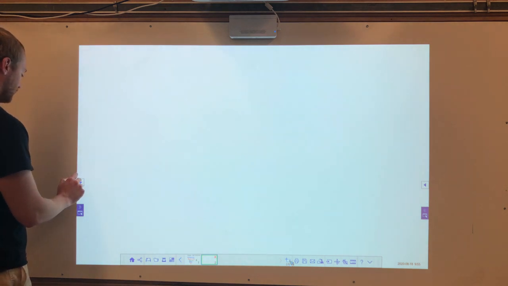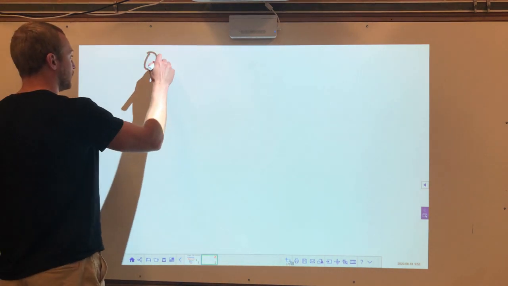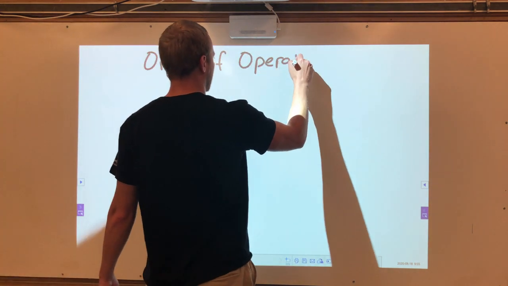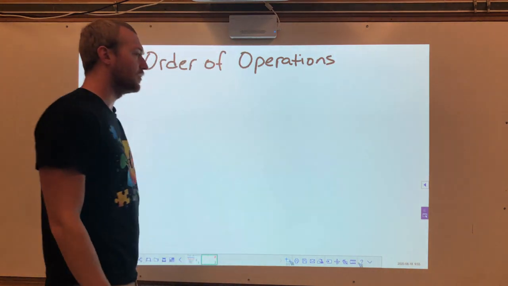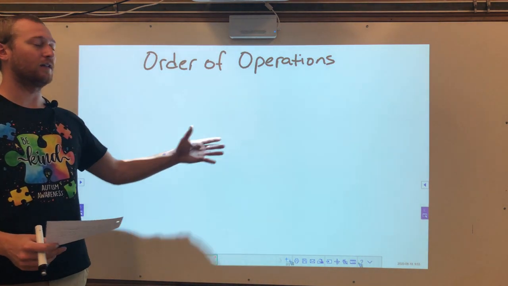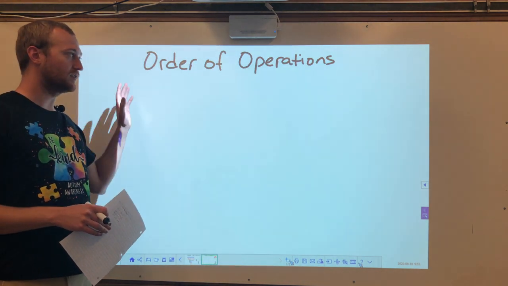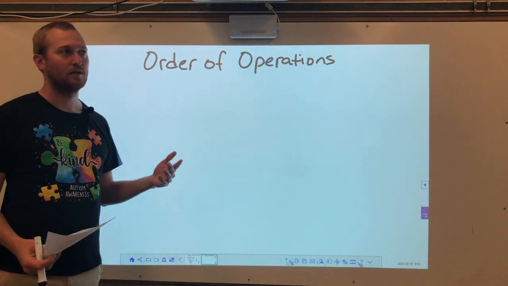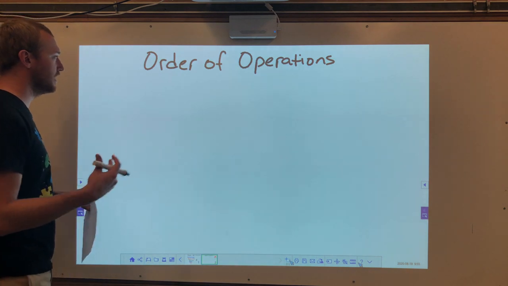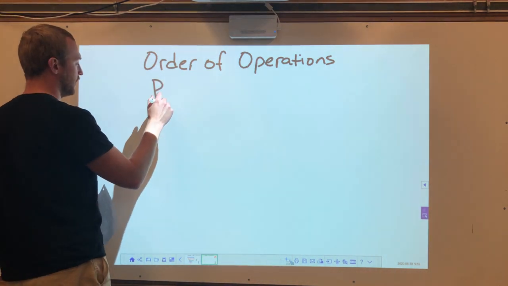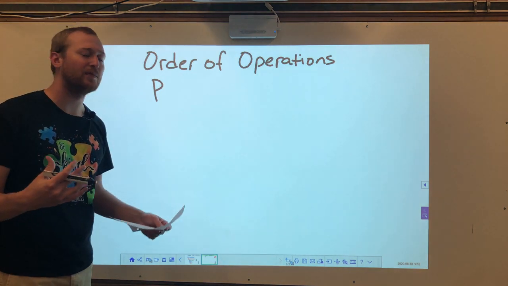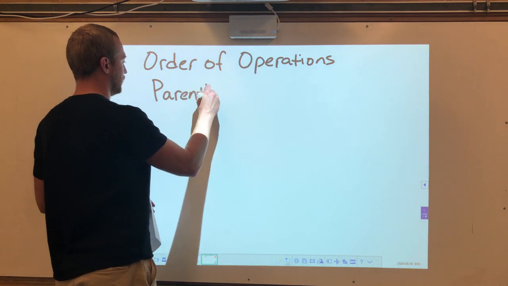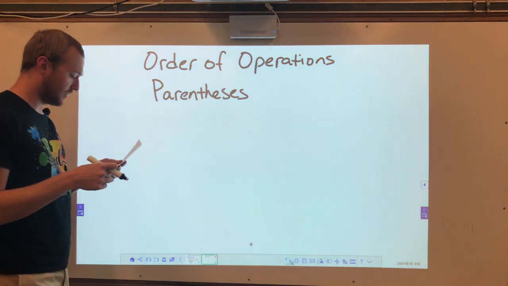The order of operations. Long ago, we established this order of operations to make sure we're all doing math the same way, right? What way is that? Well, let's start with the operation that you need to do first, always, which is parentheses.